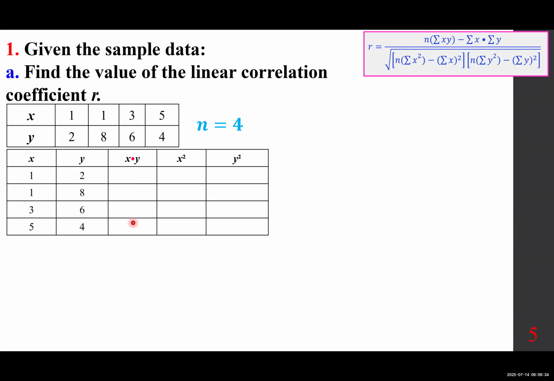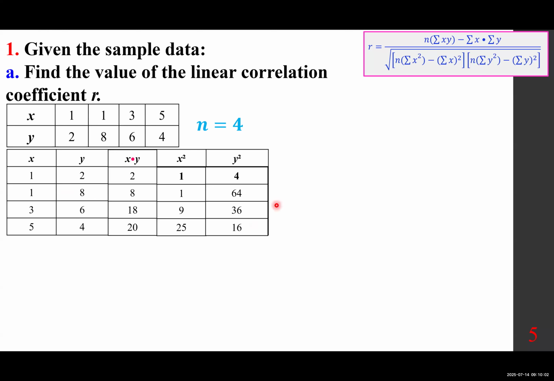X squared. Let's square the first column. 1, 1, 3 becomes 9, 5 becomes 25. Let's square y. 2 becomes 4, 8 becomes 64, 6 becomes 36, 4 becomes 16. So that's x times y, that's x squared, that's y squared. Very straightforward.